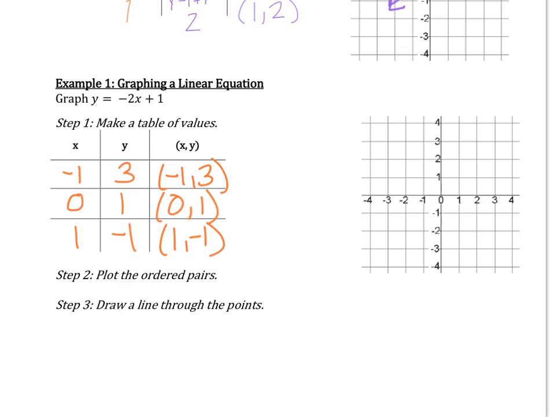So now that step 1 is complete, step 2, plot the ordered pairs. So I'm going to go to my graph, plot the points (-1, 3), (0, 1), and (1, -1), and then last but not least, draw a line through the points, and there's my linear equation.